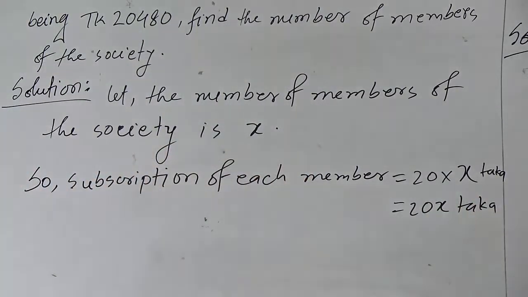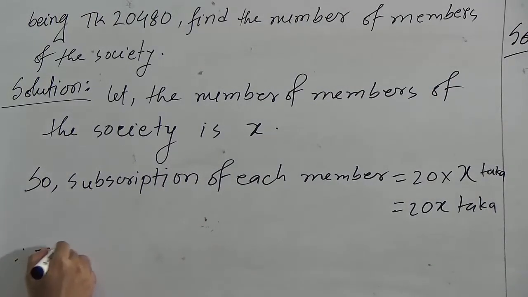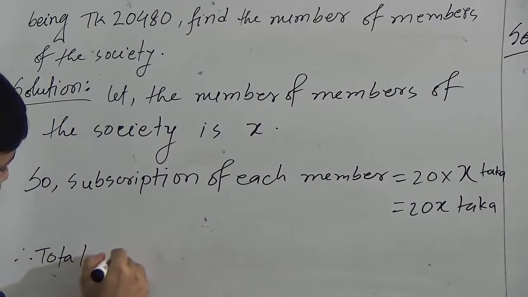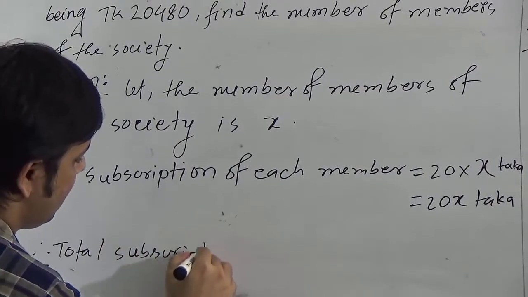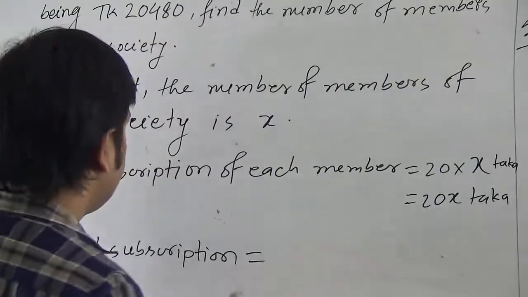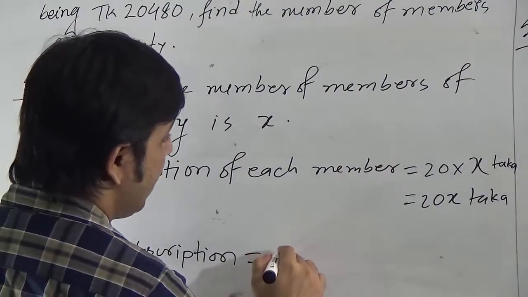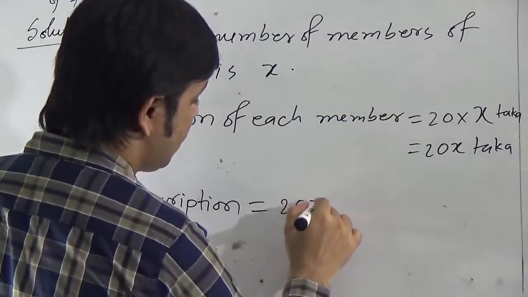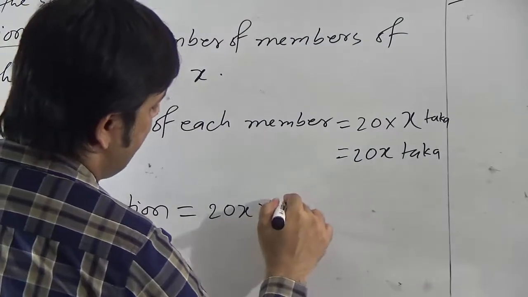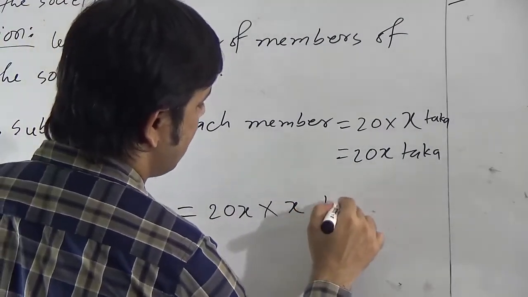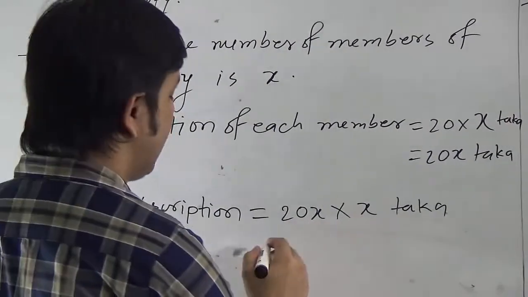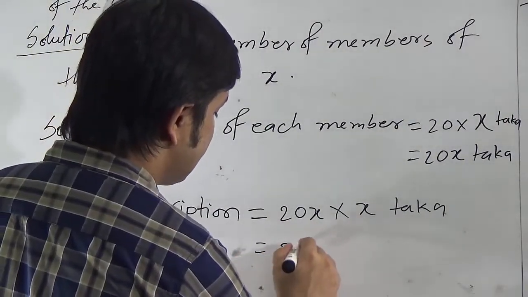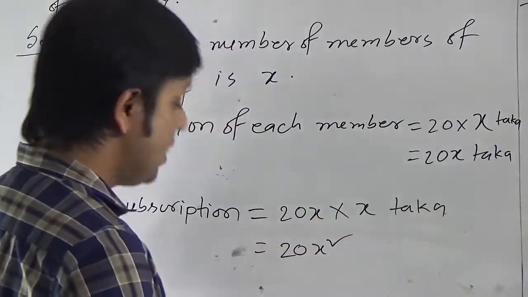Now, the total subscription will be, therefore, total subscription is, we have to multiply the subscription of each member by the number of members. It means that we have to multiply 20x by x. It will be 20x square.